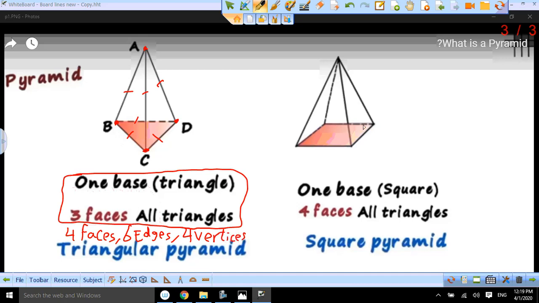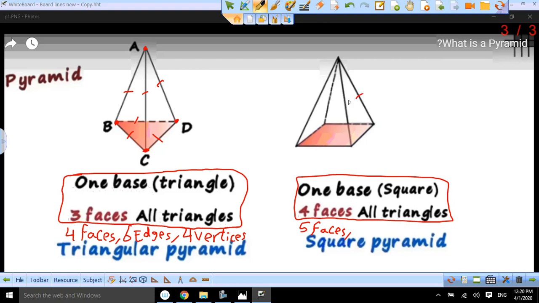vertices. For the square pyramid, it has one base in the shape of square and the four other faces, all of them are triangles. So it has 5 faces in all, one base in the shape of square and the other four faces plus one base face. So it has 5 faces.